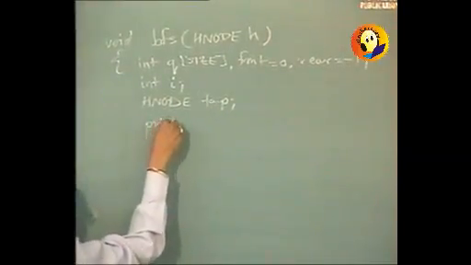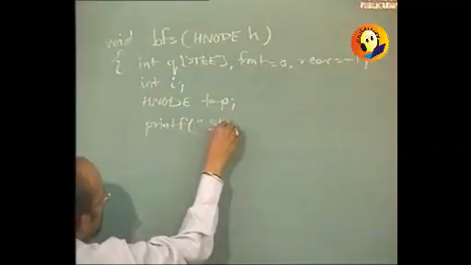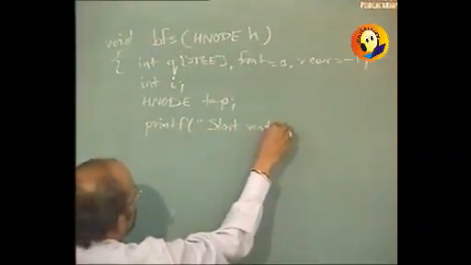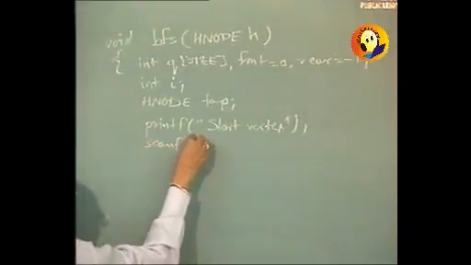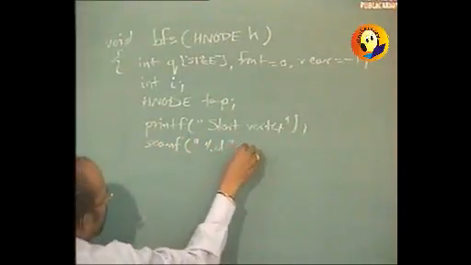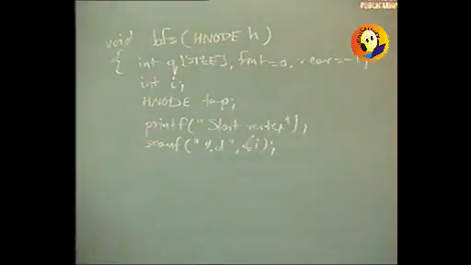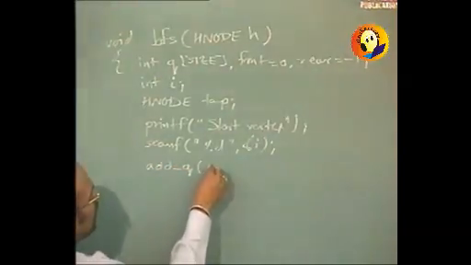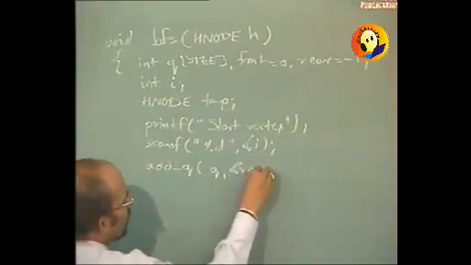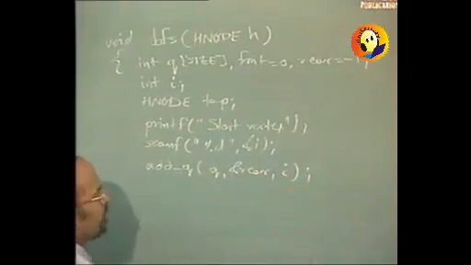I will ask the user for the start vertex, and I will read it as I. What was our step? It was add q. It was q comma and rear comma I. This call is just the same. Actually these 3 statements are identical to the previous one.